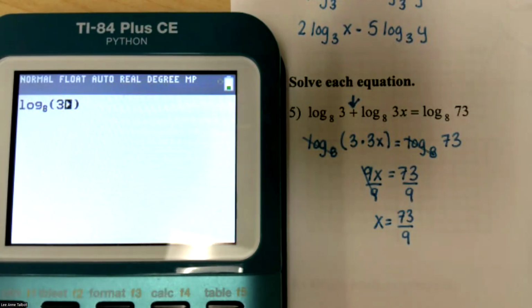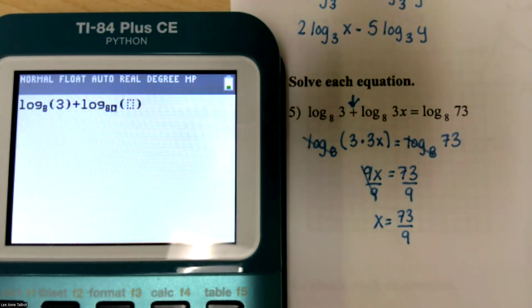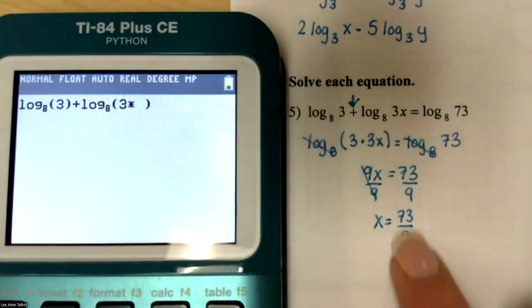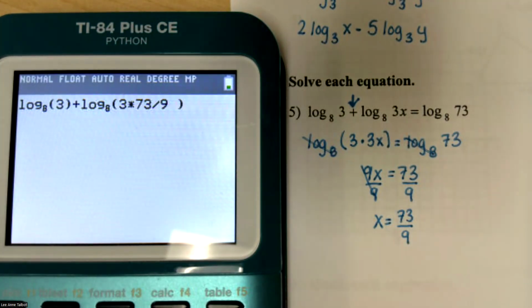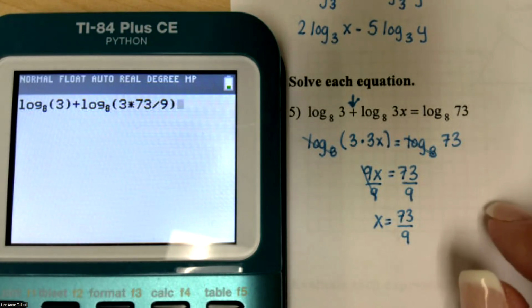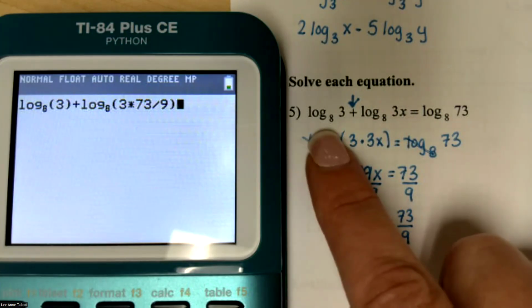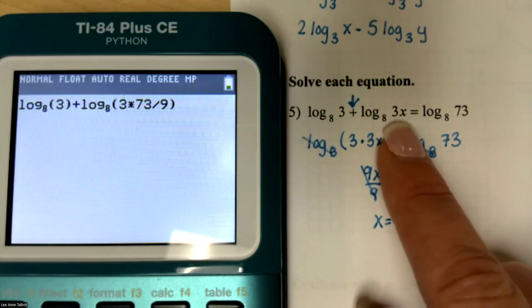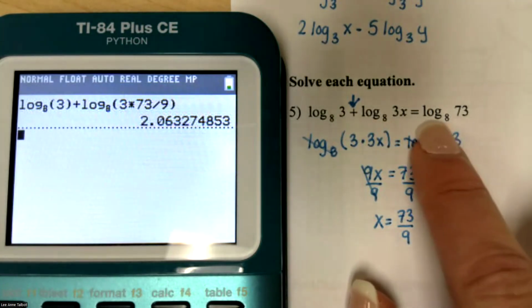So log base 8 of 3 plus log base 8 of 3 times, and then I'm going to type 73/9, and I left it a fraction because I want it to be exact, because I'm thinking 73/9 is going to be a terrible decimal. And when I hit enter here, it's not going to mean a whole lot to me at first. So I have log base 8 of 3 plus log base 8 of 3x.